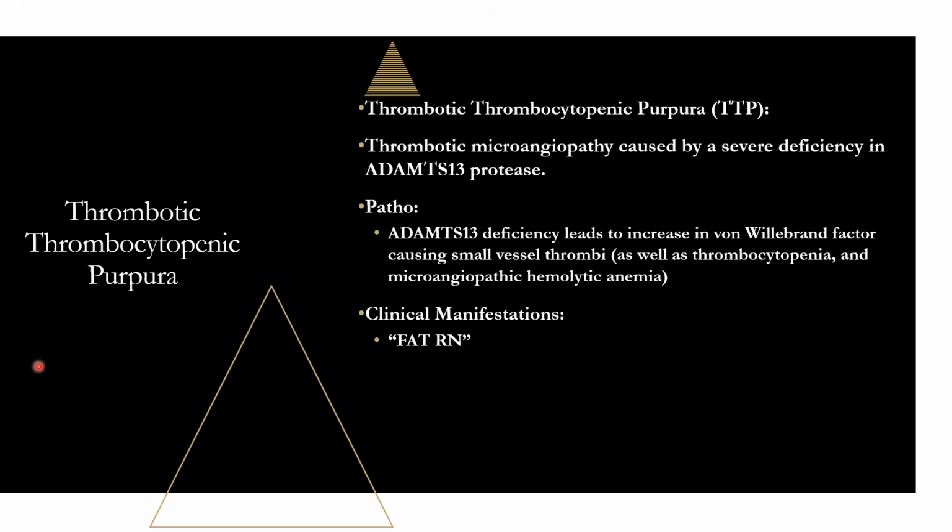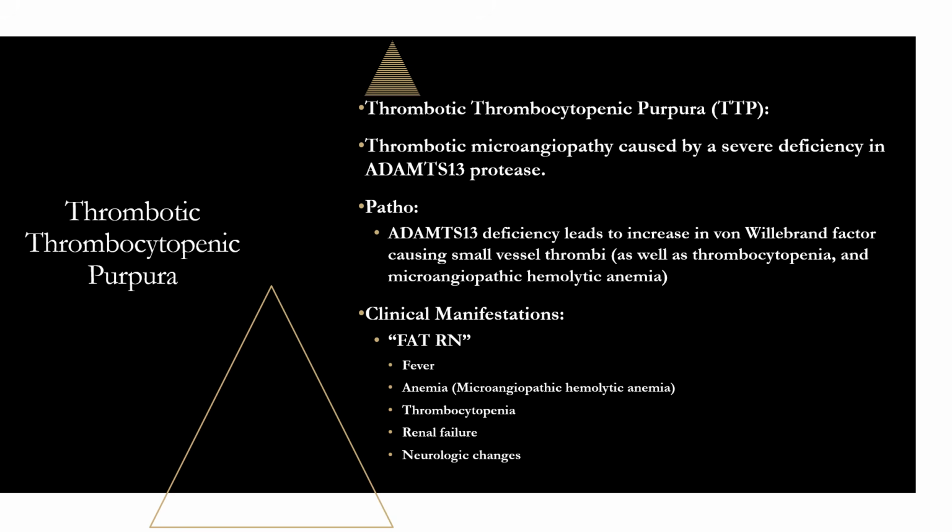Now, what are the problems we're going to see with TTP? Well, there's a few different things you need to know. It's a pentad, and the way that you remember that pentad is by something known as FAT RN. Apologize if there's any RNs watching this, no offense. This is just a great way to remember it. That's the way you remember the clinical manifestations. The pentad consists of fever, anemia, thrombocytopenia, renal failure, and neurologic changes. And obviously those letters, if you spell it out, spell FAT RN. So that's the way you remember what clinical manifestations you'll see in TTP.